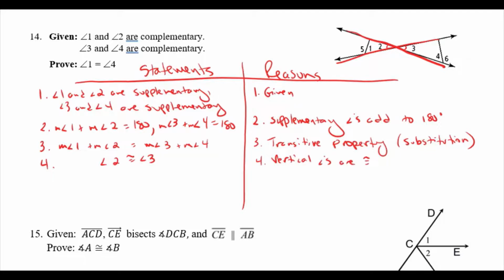Now we could subtract angle 2 from both sides, and cancel out the 2 and 3 since they're equal, to get the measure of angle 1 equals the measure of angle 4. And this is the subtraction property of equality. Okay?